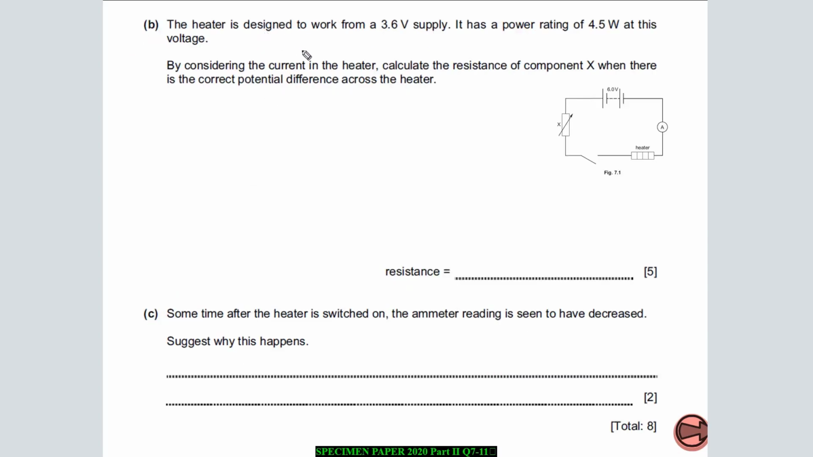It is given to us that the heater is designed to work from a power supply. This is the voltage needed for the heater, and the power rating of the heater is also given, that is 4.5 watts. Now the question is asking us, by considering the current in the heater. This is a hint for you, very important information: calculate the resistance of component X when there is the correct potential difference across the heater.